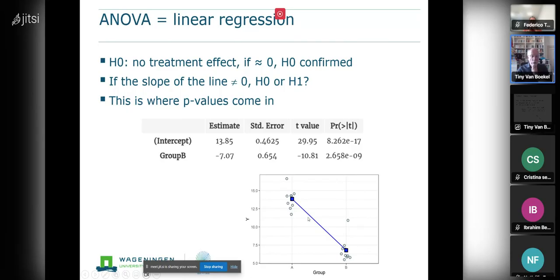Now, if you do this linear regression for these two groups, you find the intercept, which is the mean of group A, and you find the mean of group B, which is negative because it is lower than the first one. And then we can calculate the probabilities for the null hypothesis. And now we are specifically interested in the slope. And we see that these probabilities are very low, which means that it's not so likely that the null hypothesis is true. In other words, there is a significant effect according to the frequentist approach.